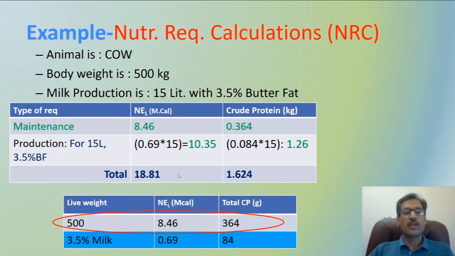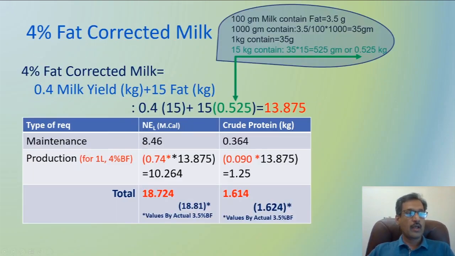This is a very easy way to do the calculation, because these values are available in the table, and you can simply multiply with the quantity of milk and then sum up these two values, then you get the nutrient requirement for that animal for energy, and 1.624 kg for milk production. But when the animal is producing some different quantity of butter fat, then definitely it could be difficult for you. I have done the calculation for this same animal by converting the milk to 4% butter fat, here given in red.